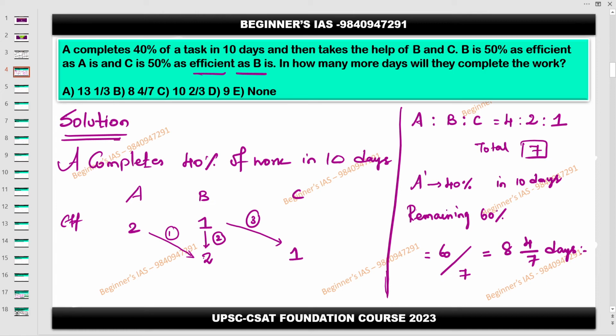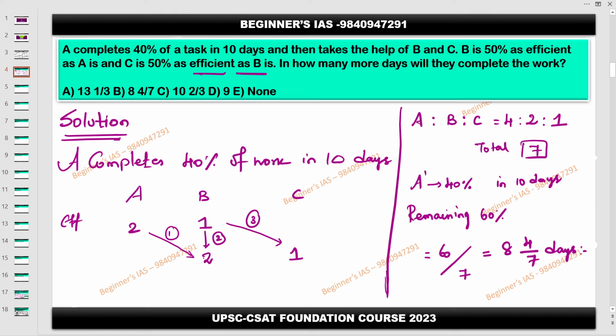Sir, shall I say what I did? Yes, Rajshekar, you can share. Sir, I took A is 40% in 10 days. So, yes, write ABC, sir. ABC. A is 4% for 1 day.